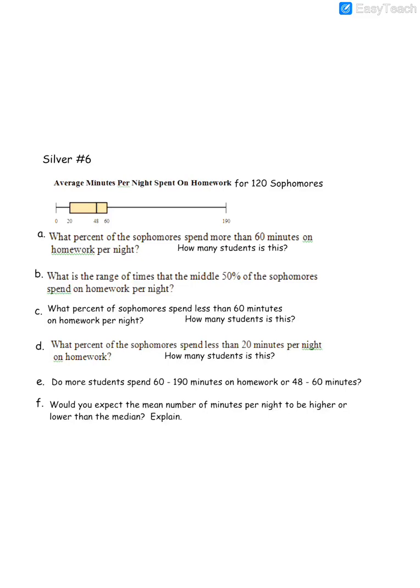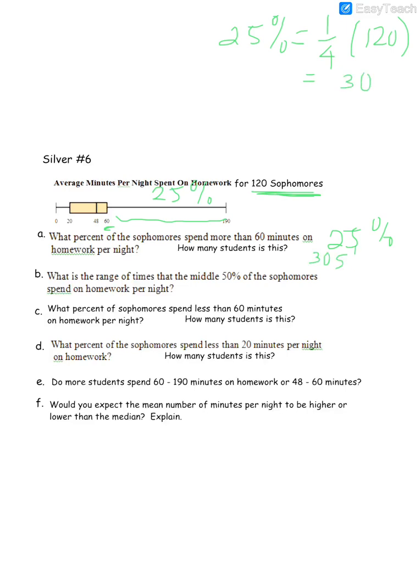Okay, so let's see. Average minutes per night spent on homework for 120 sophomores. What percent of the sophomores spend more than 60 minutes on homework per night? So here's 60. And it's asking about more than 60. What's this percentile? So each section quartile is 25%. So I'm going to go 25%. How many students is this? Well, 25% is 1/4. And I need to find 1/4 of 120. Use my calculator. And I get 30 students.